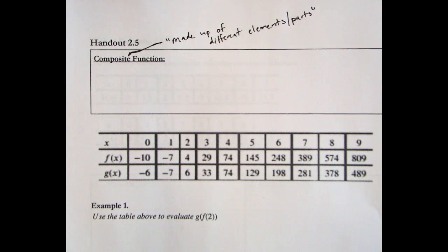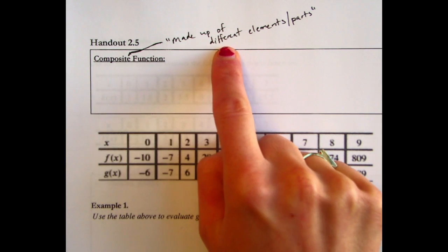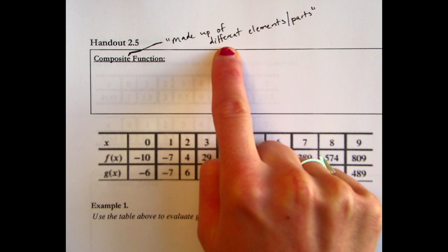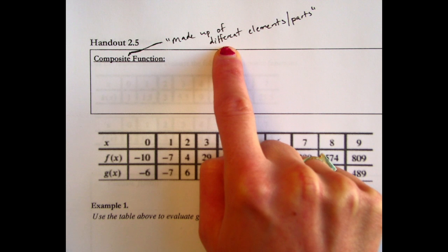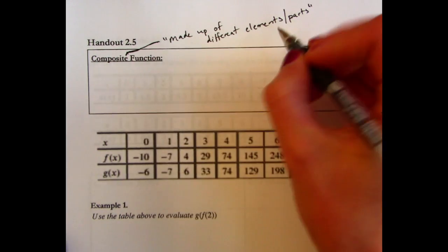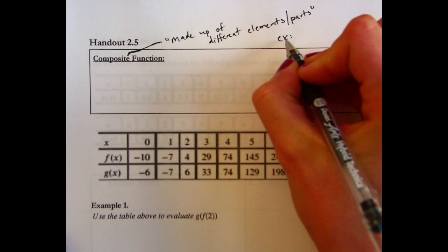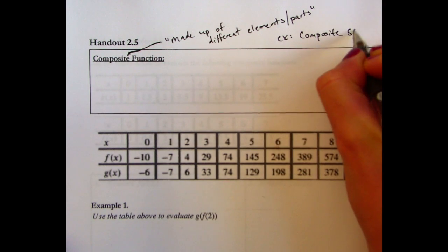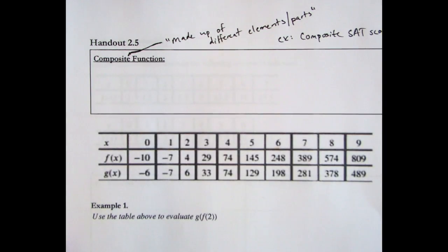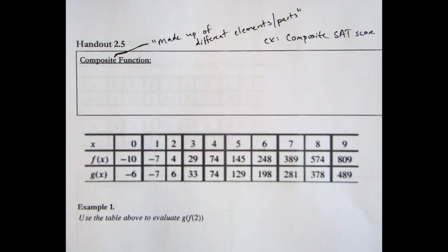The word composite means, as you can see here, something that's made up of different elements or parts. So those of you applying to college, seniors, will be looking at something called a composite SAT score. Maybe you've seen this before. That's basically just your two different sections, the math section and the reading section, combined into one score. So you can think of composite as like combining different things into one thing.